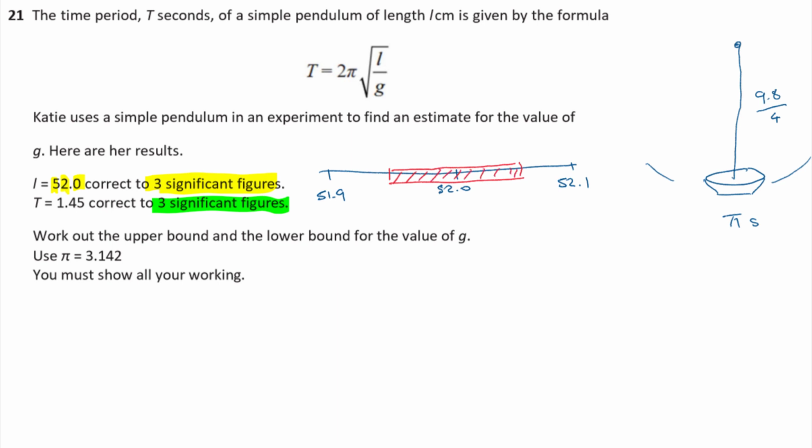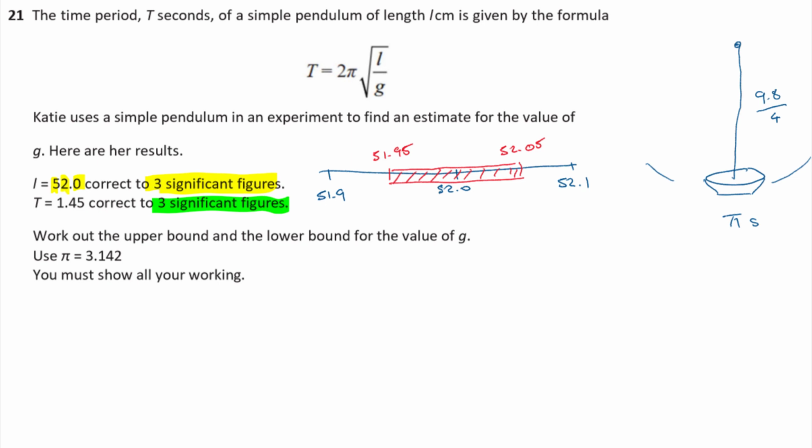Okay, what are the values of that then? What are the bounds of that then? The lower bound then is going to be halfway between 51.9 and 52.0. That is going to be 51.95. And then on the other end, what's halfway between 52.0 and 52.1? That's going to be 52.05. Okay, so that's the upper and lower bound for the length of the string, of the pendulum.